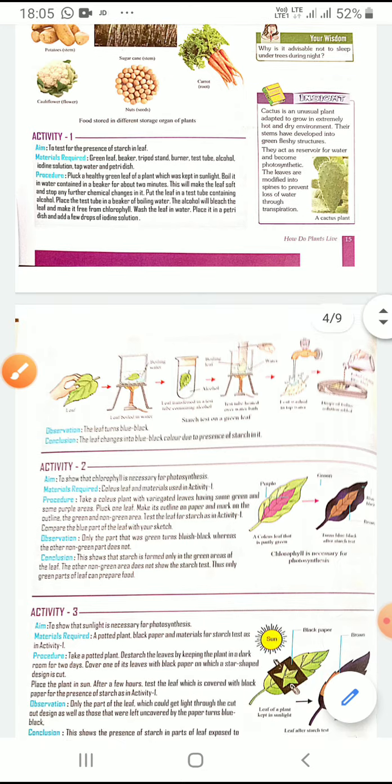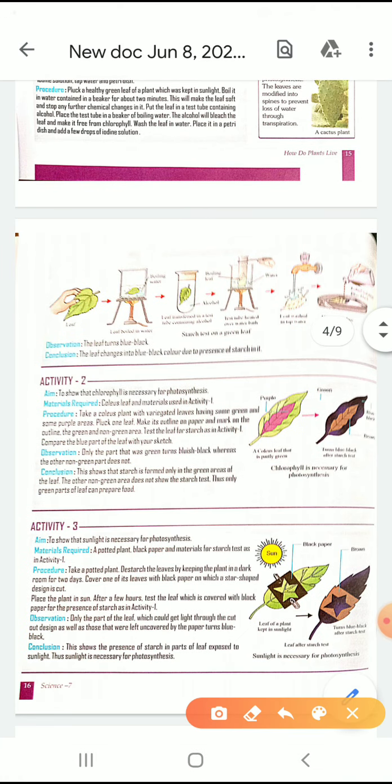So what you will do is first you take a green leaf. After you have taken a green leaf, put it in a beaker with water and heat it. Now why are you heating it in water? So that the leaf becomes soft, and if any chemical reaction is going on in the leaf, it should stop. Okay, so you have done these first two steps.